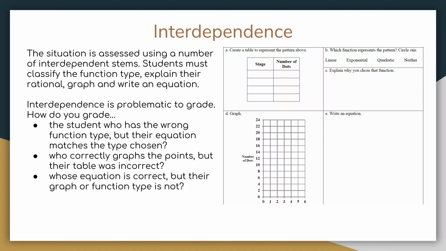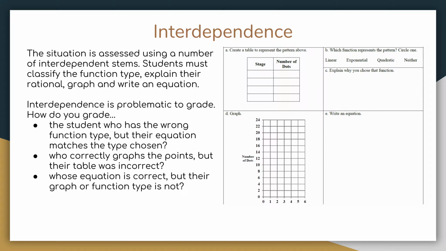Let's take a look at another example. What if a student correctly graphs the points, but their table was incorrect? How do you grade it then? Do you grade them on incorrectly representing the points from the table? Or do you penalize the points in the table but give them credit for the graph? What do you do in this scenario?